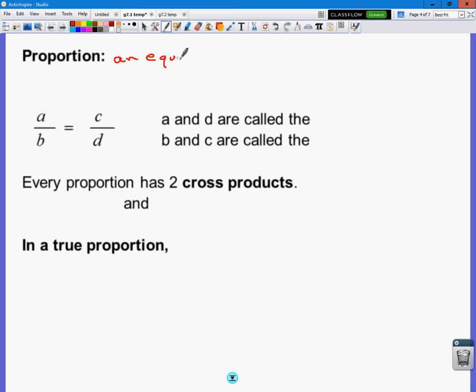It's an equation or a comparison of two ratios. So A over B is a ratio, C over D is a ratio, and they're equal. That makes this a proportion. A and D are called the extremes of the proportion, and B and C are called the means.